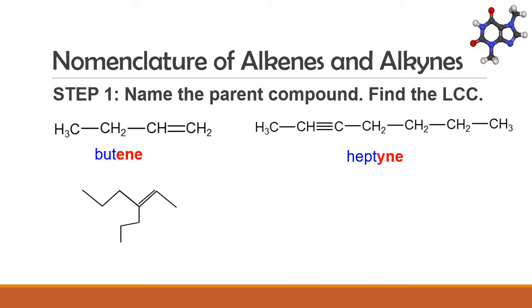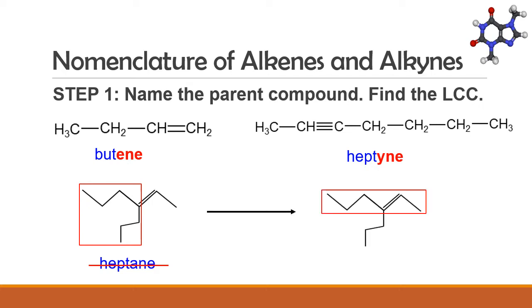So, as in this example, the longest chain here is actually 7 carbons or heptane. But since it does not include the double bond, this is not the correct LCC. The correct one has only 6 carbons but includes the double bond. In this case, it is hexene.